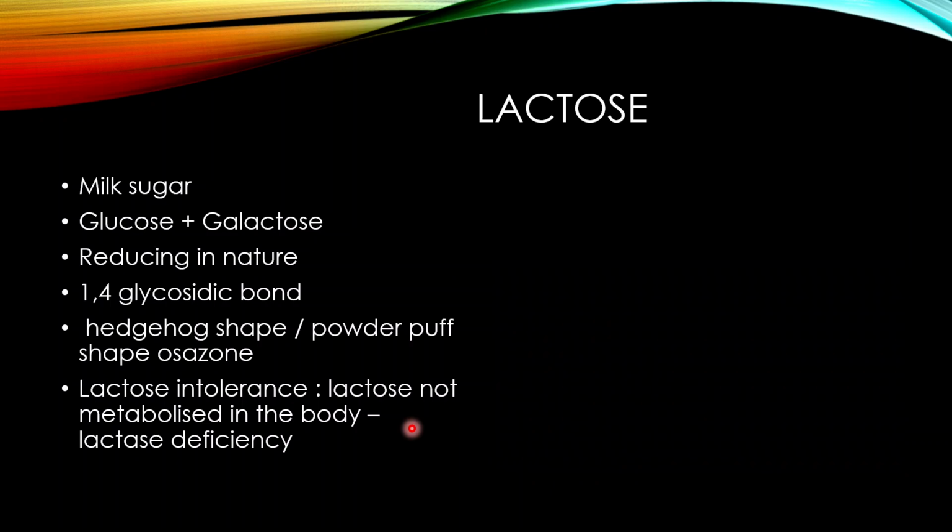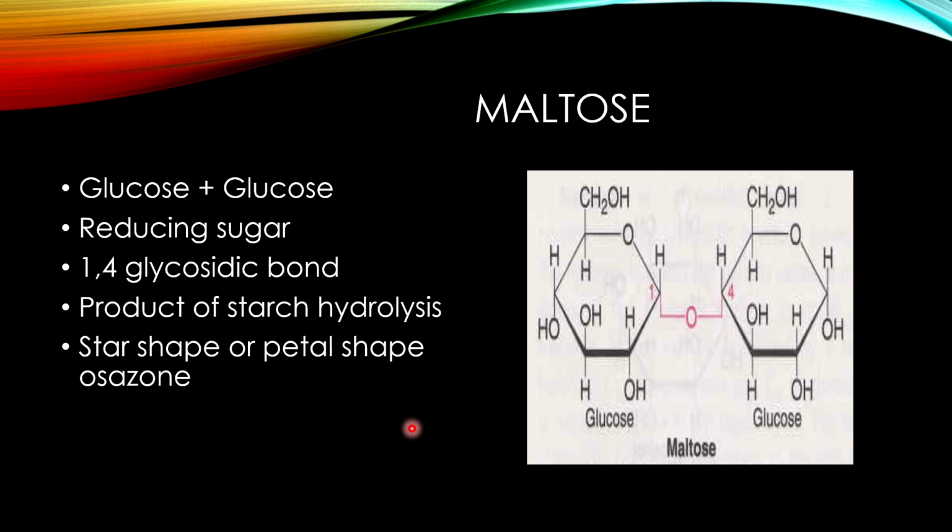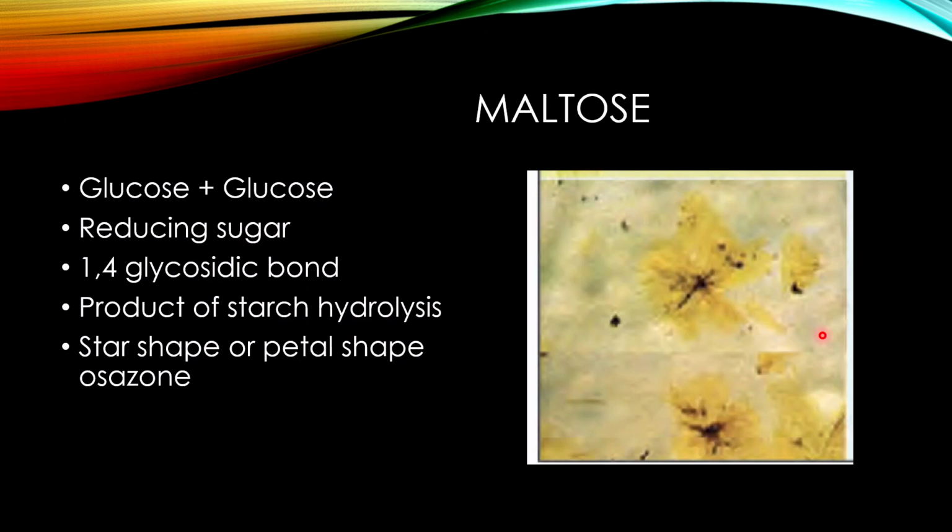Okay. Now let's look at maltose. Maltose is made up of two sugar units, both glucose. So here again the bond is 1 and 4. The first carbon atom of one glucose binds with the fourth carbon atom of the next glucose. If you look at the second glucose here at the first carbon atom, the functional group is free. Hence maltose also is a reducing sugar. It's a product of starch hydrolysis, and on osazone formation, maltose forms a petal shaped or star shaped osazone.